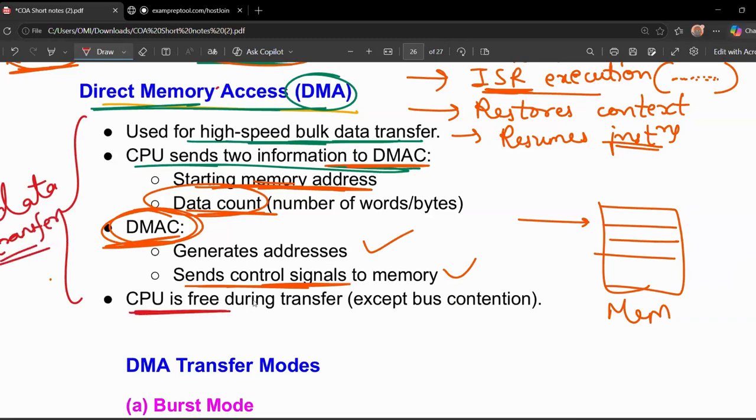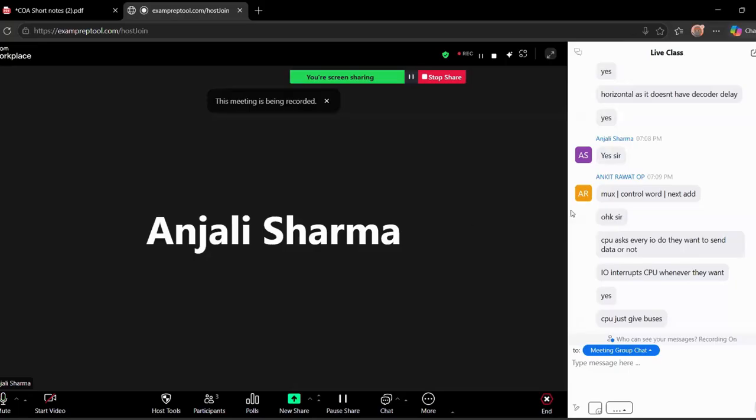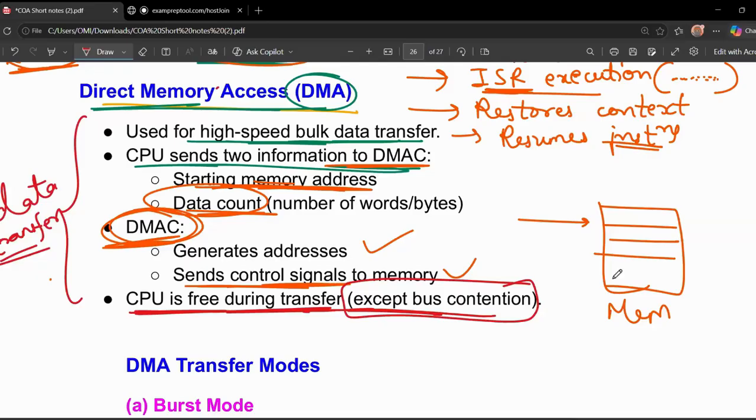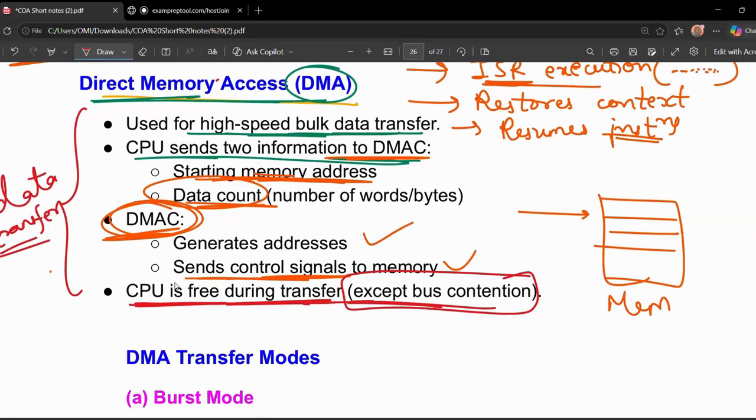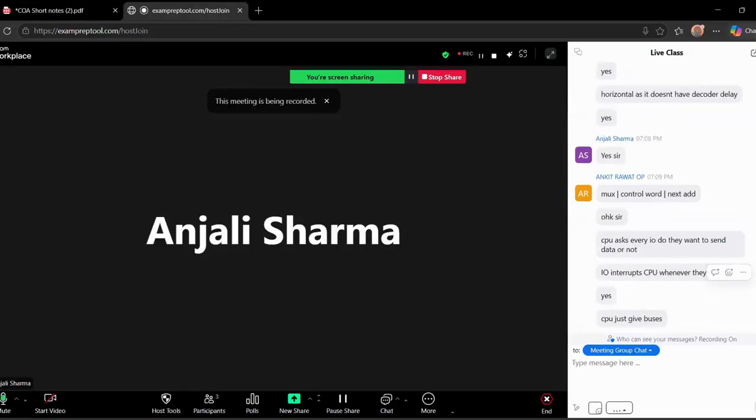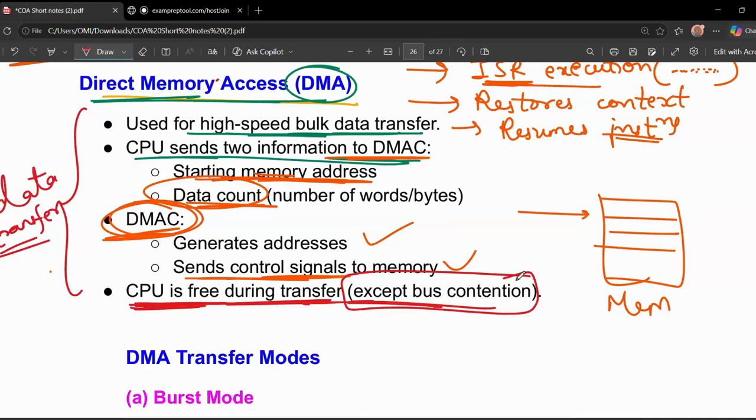Now the CPU is free during the transfer, except for bus contention. Whenever DMA has to transfer something, at that time only DMA will take the bus. So at that particular time only, the CPU is free, because for that much time the CPU won't do anything. Got it?